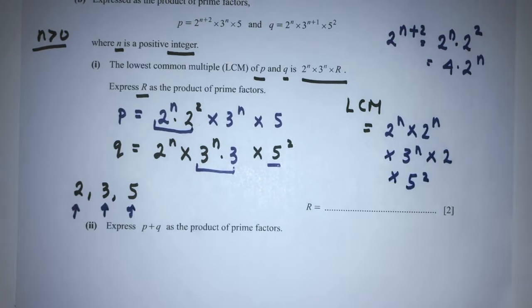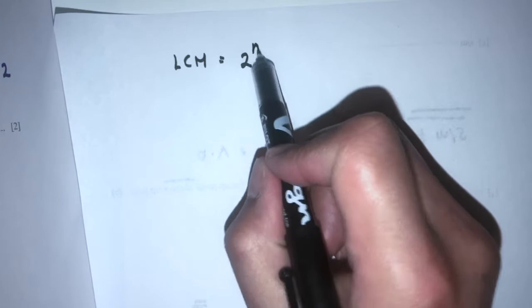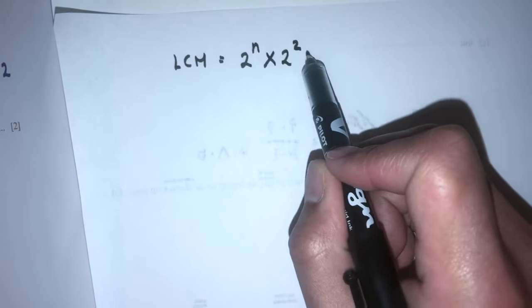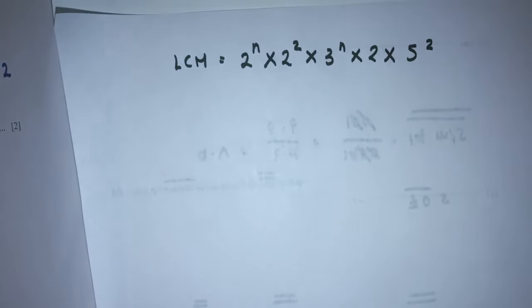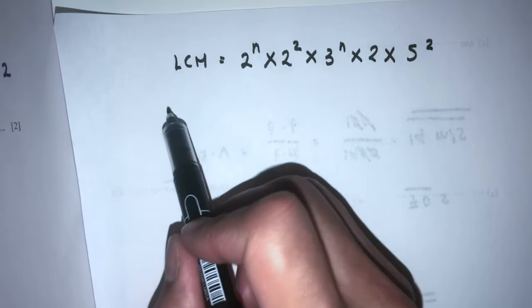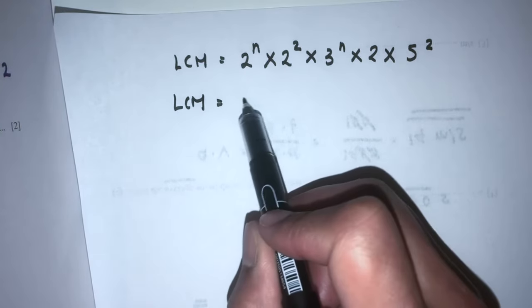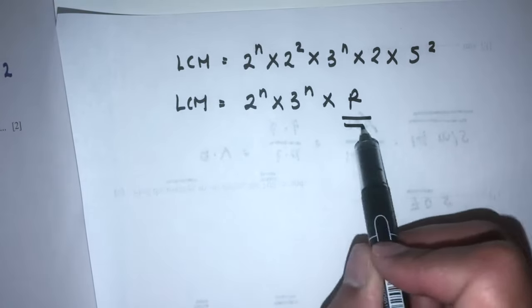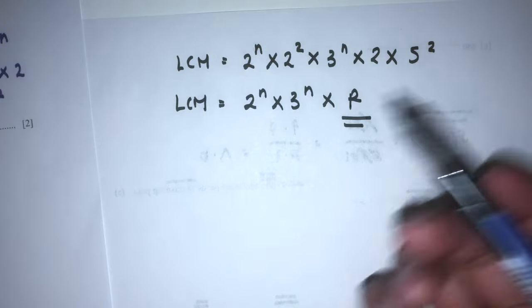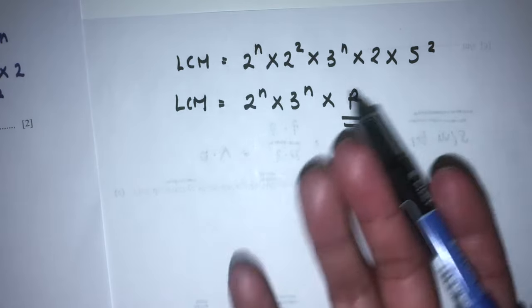So right now, what do we have? Let me find some space. Right now we have LCM is 2 power n times 2 power 2 times 3 power n times 2 times 5 power 2. Now the question tells us that the LCM is equal to 2 power n times 3 power n times r, and to find the value of r, we can just observe and simplify.